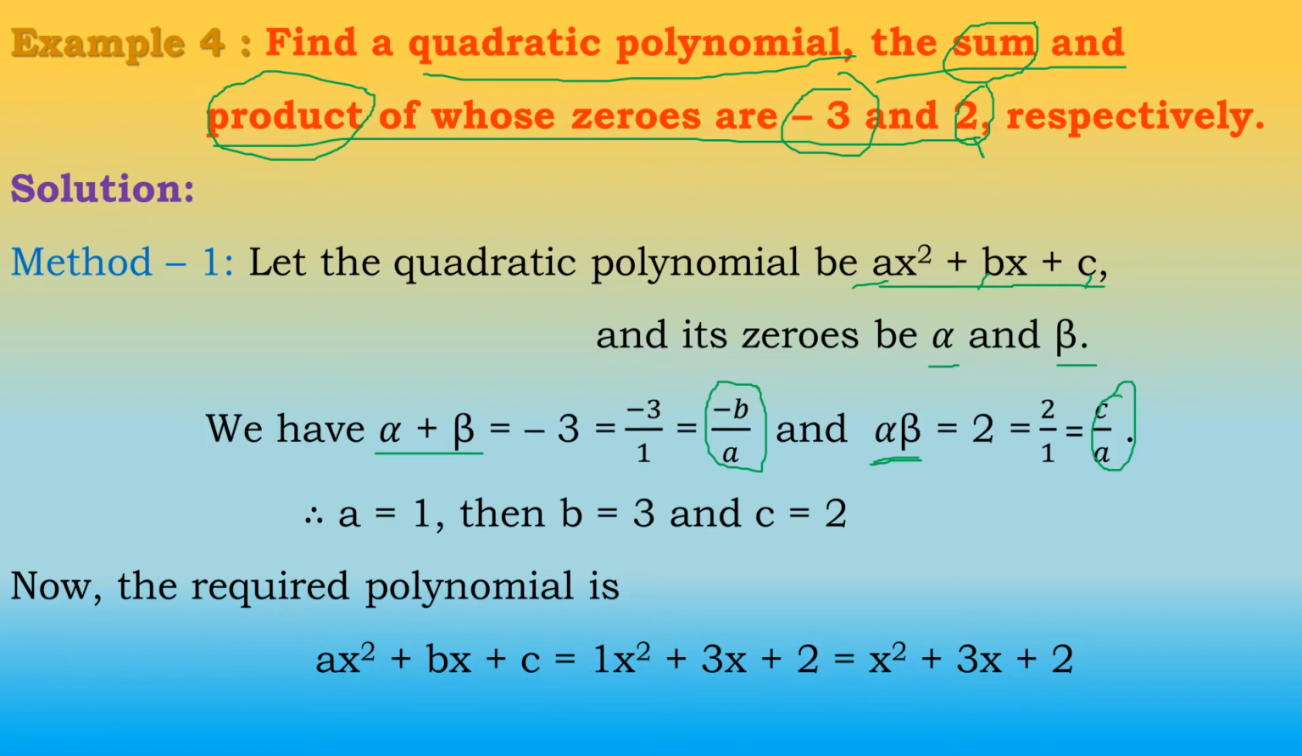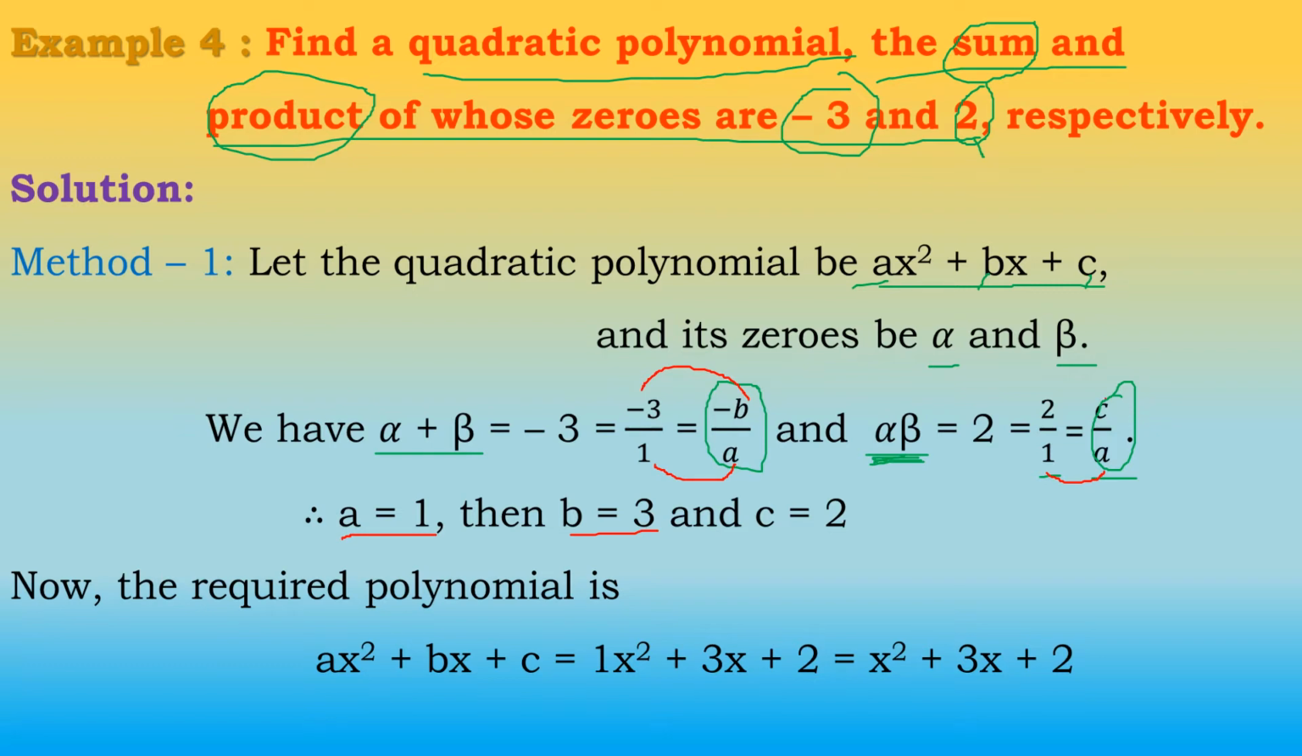Here the product of zeros alpha into beta is equal to 2 by 1, which is equal to c by a. Now when we compare, what is the value of a? The value of a is equal to 1. The value of b: minus b is equal to minus 3, so when we cancel minus minus, the value of b we get is 3.